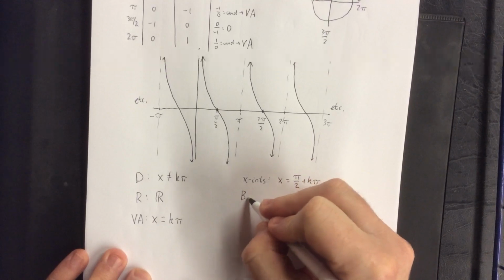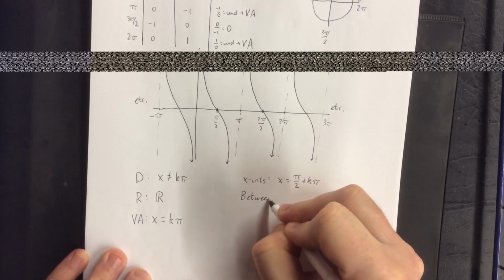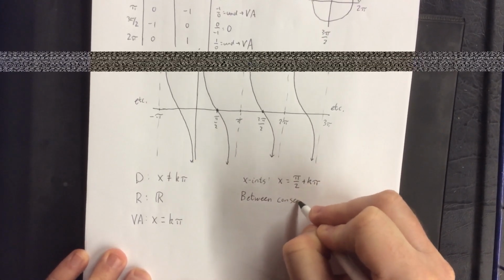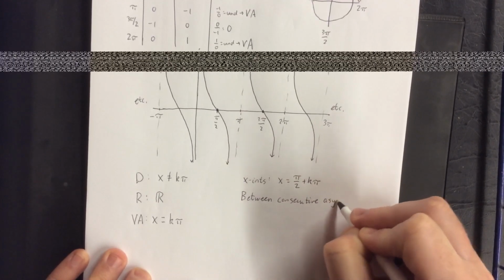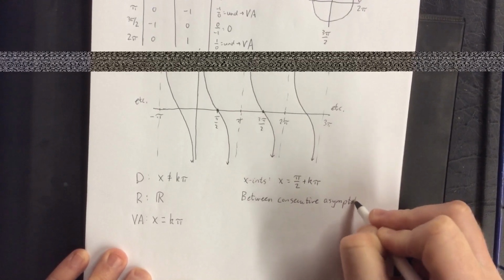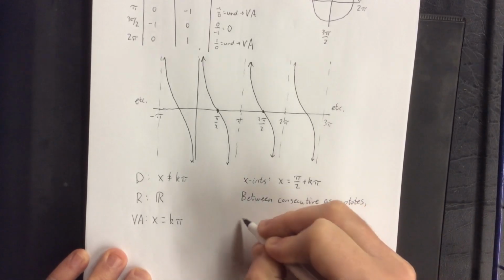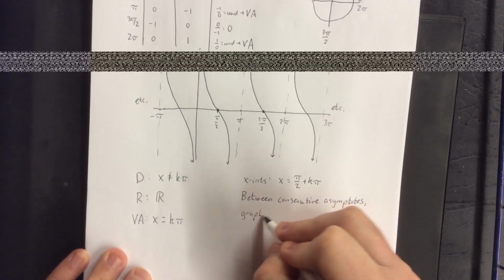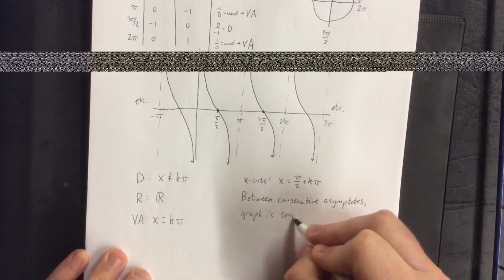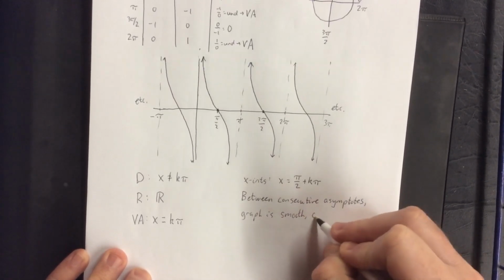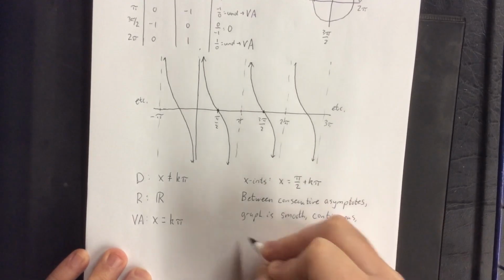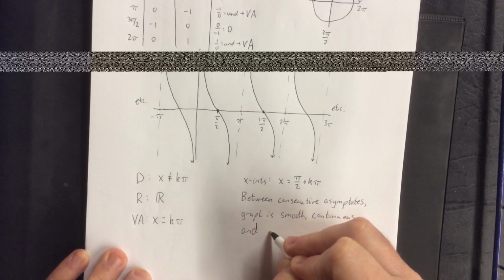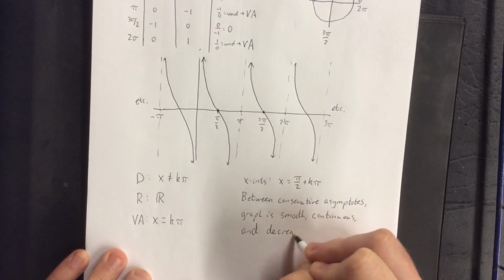And then between consecutive asymptotes, the graph is smooth, continuous, and unlike the tangent, the cotangent is decreasing.